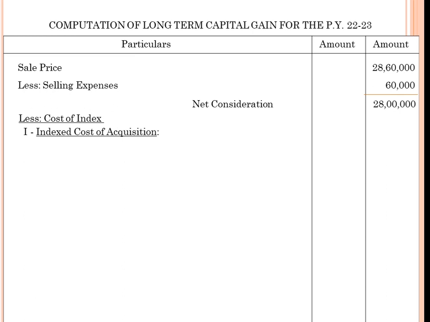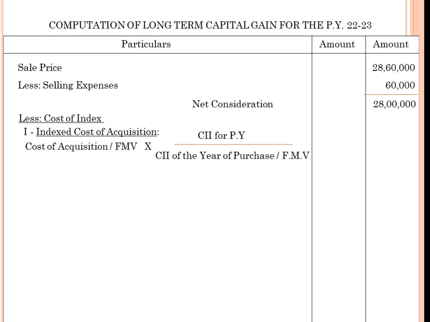So here, as per the working notes, we know the value of the cost of acquisition. The formula: cost of acquisition into CII for the previous year divided by CII for the year of purchase. As per working note 1, 4,60,000 is the cost of acquisition, into 331, the CII for the previous year, divided by the base year 100. So 460 into 331 divided by 100, and what is the value? 15,22,600.